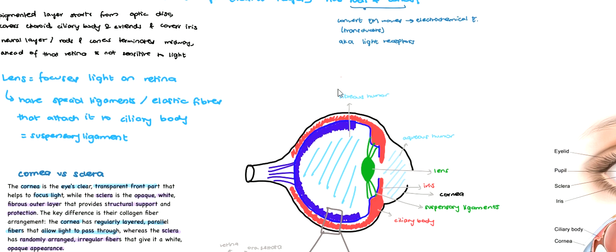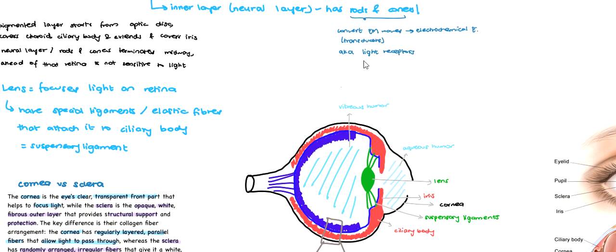But before that, let me just clear this. The rods and cones convert electromagnetic waves into electrochemical energy. So they're also known as light receptors because they detect the light, and they're also known as transducers, because transducers are basically capable of converting one form of energy into another. So the rods and cones convert electromagnetic waves to electrochemical energy. Now, the retina has two layers, pigmented and neural layer.